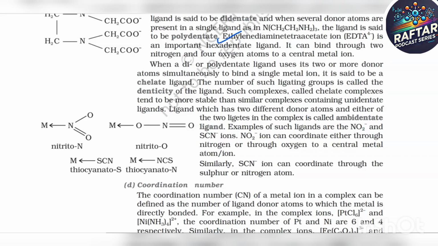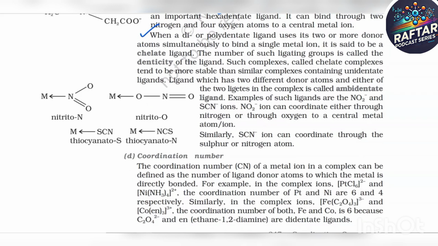When a di- or polydentate ligand uses its two or more donor atoms simultaneously to bind a single metal ion, it is said to be a chelate ligand. The number of such ligating groups is called the denticity of the ligand. Such complexes, called chelate complexes, tend to be more stable than similar complexes containing unidentate ligands. A ligand which has two different donor atoms, either of which can bind in the complex, is called an ambidentate ligand. Examples of such ligands are NO2- and SCN- ions.